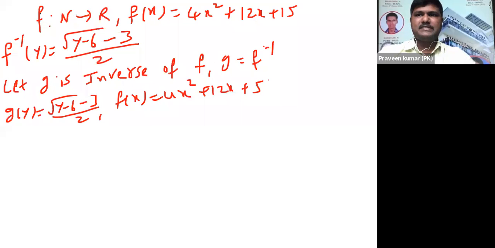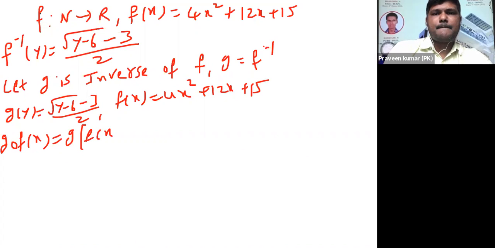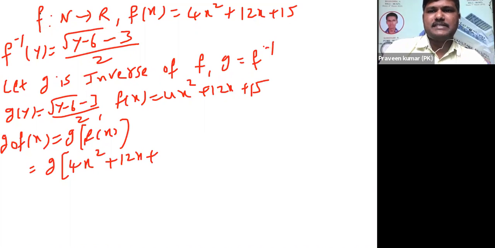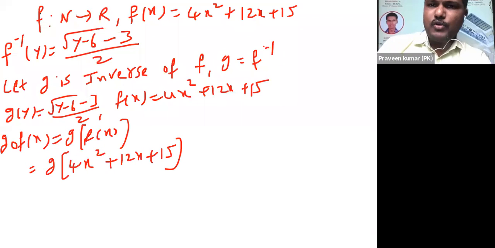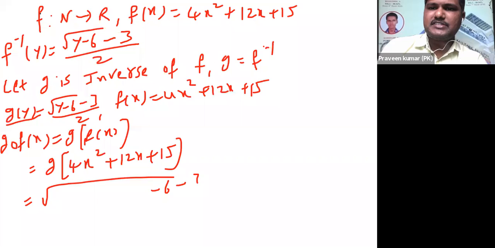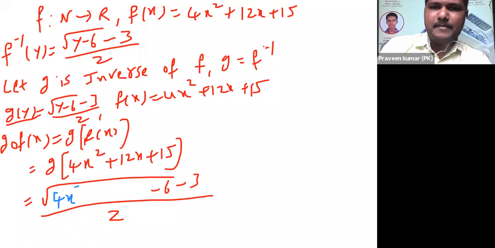Now consider g circle f of x. How to write? G circle f of x is equal to g of f of x. That is equal to, what is g of x value? F of x value is 4x square plus 12x plus 15. In place of f of x, I substituted 4x square plus 12x plus 15. Next step is very, very important. See g of y here, root of y minus 6 minus 3 by 2. First I kept an empty place. In that empty place, same as the previous question, I can substitute 4x square plus 12x plus 15.